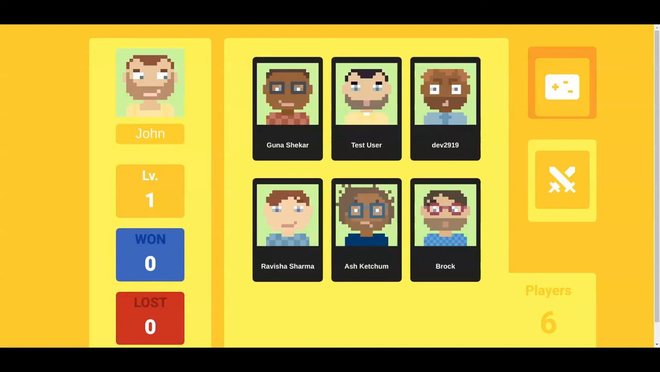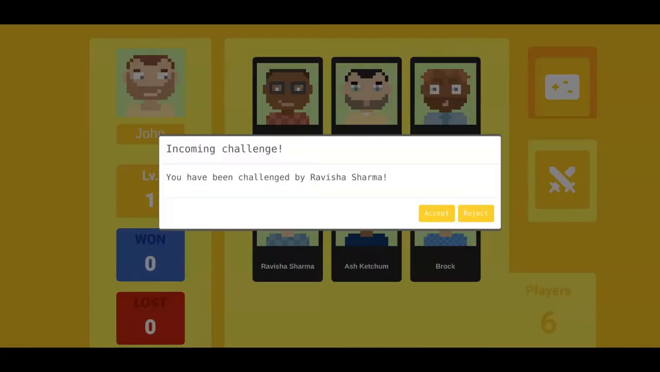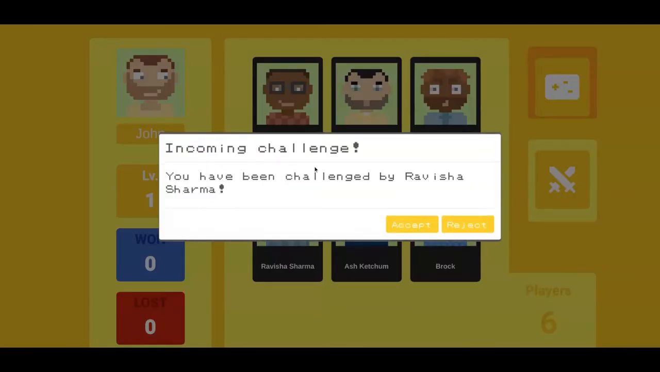Okay, so once Ravisha's transaction goes through the network, I should be able to see a pop-up on my screen saying that she has challenged me. Yep, I have an incoming challenge and I can accept the challenge. Just confirm the transaction of acceptance. And once my transaction goes through as well, I will be redirected to the battle screen where we can see the live battle which is going on.